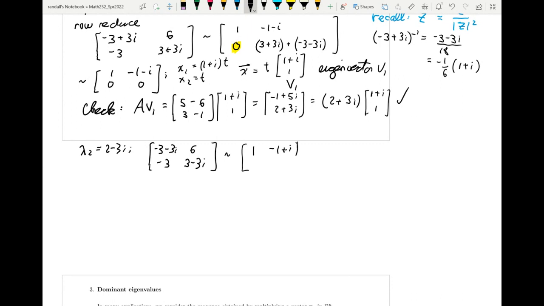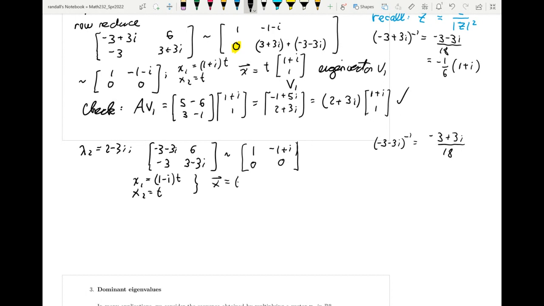In this case, -3 minus 3i inverse is going to be -3 plus 3i over 18, using the formula above. So when I use that to multiply the top row, I'll get that, and then I'll add 3 times the top row to the second row, and I will eliminate both terms in the bottom row. So in this case, I get x1 equal to 1 minus i times t, and x2 equals t, my free parameter.